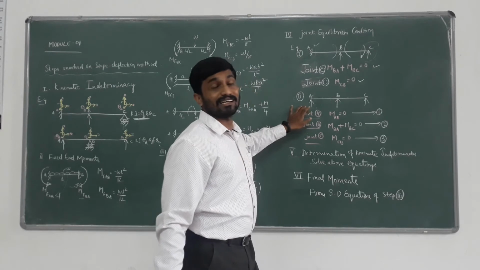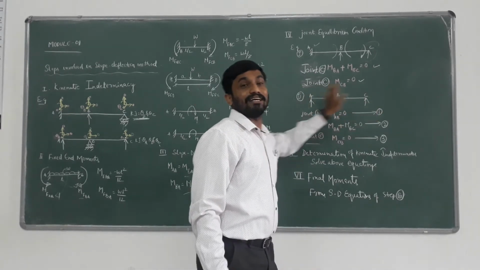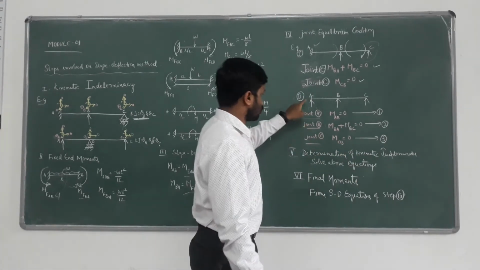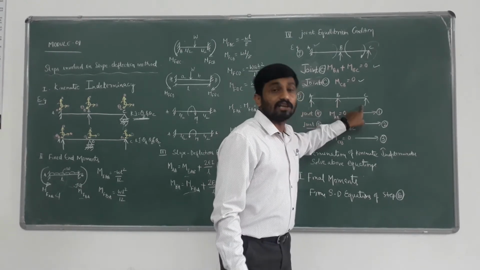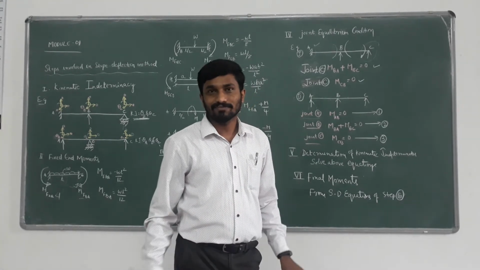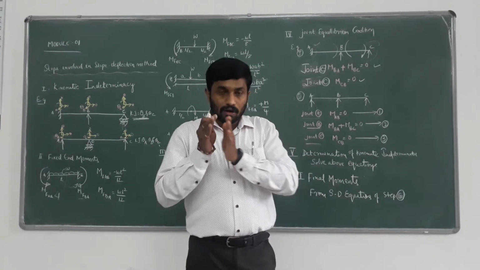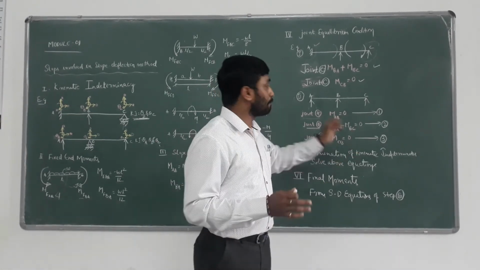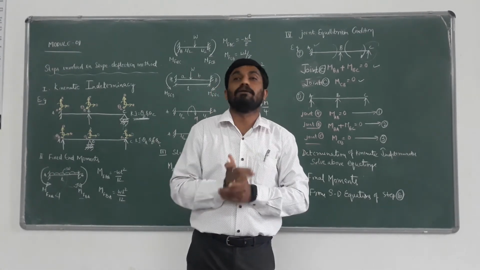Similarly, if I consider another example, here I am not having any fixity at the end supports. Then what is the joint equilibrium condition? Joint A, MAB equals 0. Joint B, MBA plus MBC equals 0. Joint C, MCB equals 0. These are the things we have to understand when solving slope deflection equations. It's very, very important. We have to bring that particular structure to equilibrium.